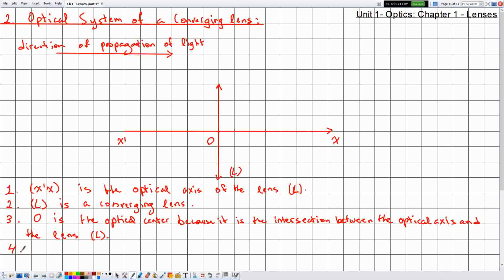Now we come to the fact that not all converging lenses are the same. What distinguishes one from the other is the focal length. However, in order to define the focal length, first I must introduce the object focus and the image focus. Let's say that F is the object focus and F prime is the image focus.